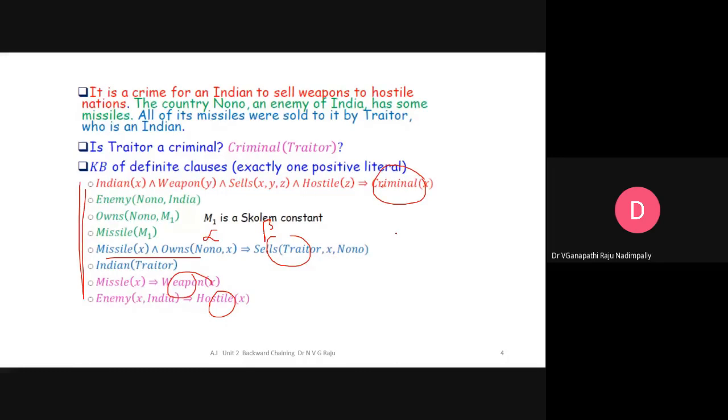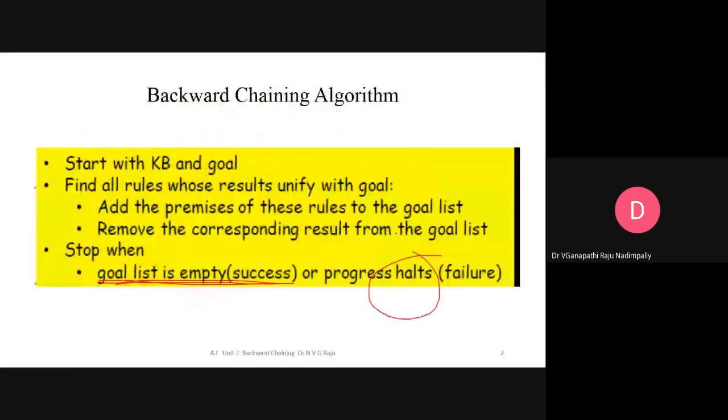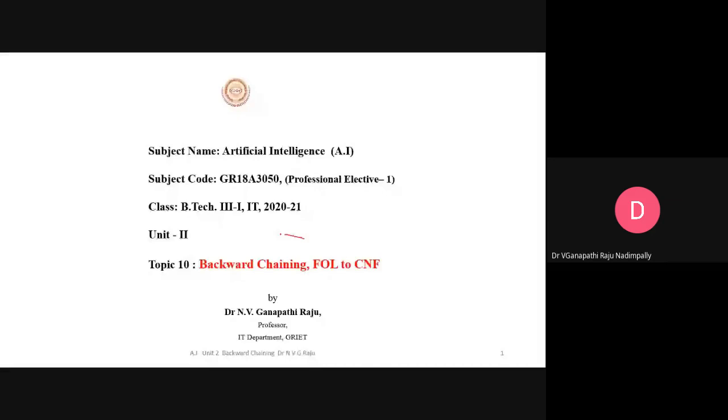Yes, sir. Now, we have completed backward chaining. What have we learned from backward chaining? We have started at goal and we have ended at facts, isn't it?